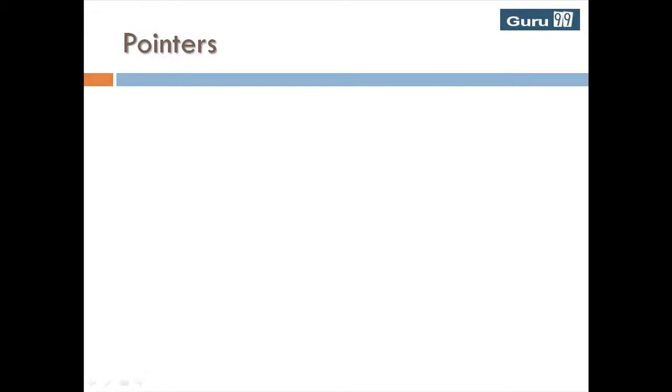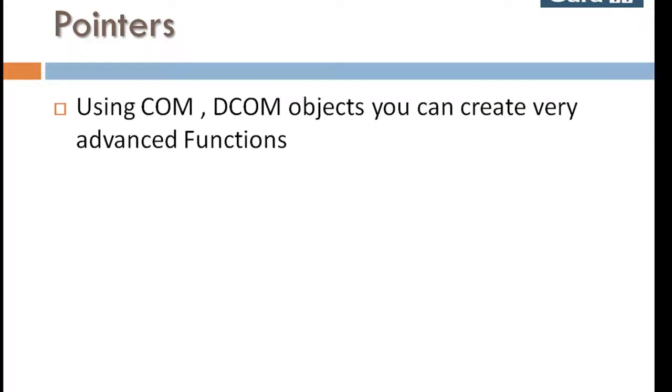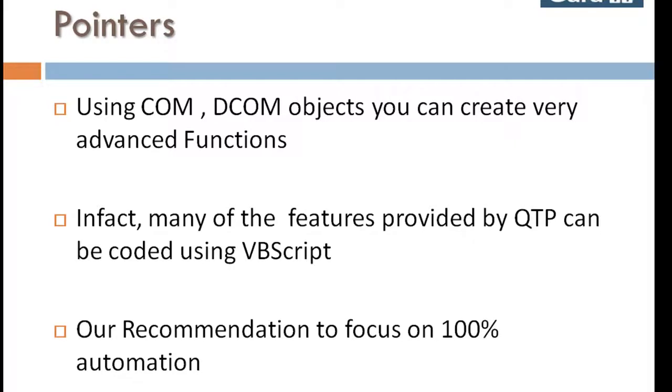Before we end this tutorial, a few pointers. Using COM, DCOM objects, you can create very advanced functions. In fact, many of the features provided by QTP can be coded using VB script. We have seen automation engineers who make QTP more of a VB project rather than an automation project. Our recommendation is, rather than demonstrating your VB skills, use the features provided by QTP and focus on 100% automation.